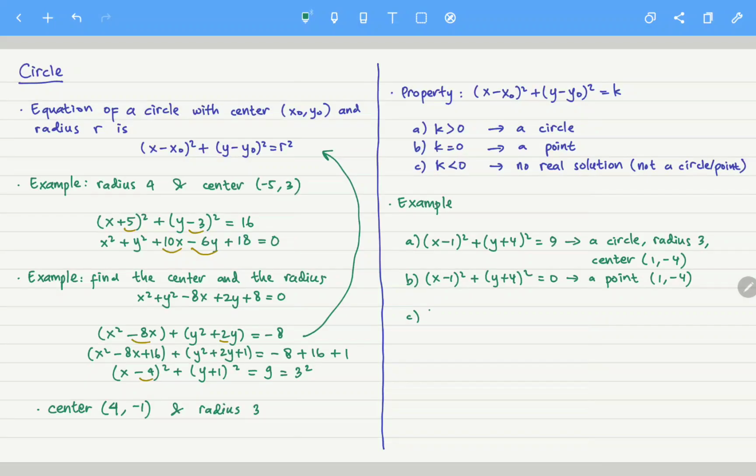So question C, if we have the same equation, x minus 1 squared plus y plus 4 squared, let's say it is equal to minus 9. So because the right side is negative, in this case we don't have a solution, or no graph.